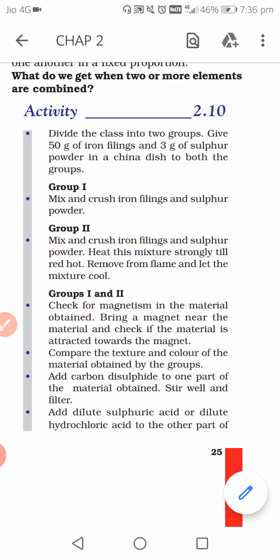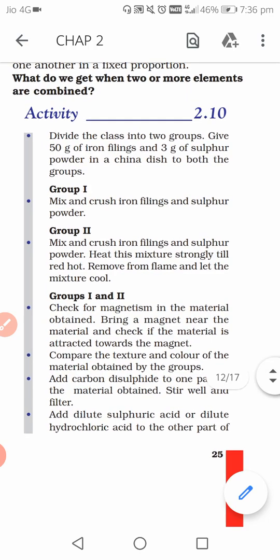Both the groups got 50 gram of iron filings, means small pieces of iron, and the other substance is 3 gram of sulfur. So both the groups got it. Now group 1, mix and crush iron filings and sulfur powder. Alright, they are mixed. Group 2, mix and crush iron filings and sulfur powder. Heat the mixture strongly till red hot. Remove from flame and let the mixture cool.